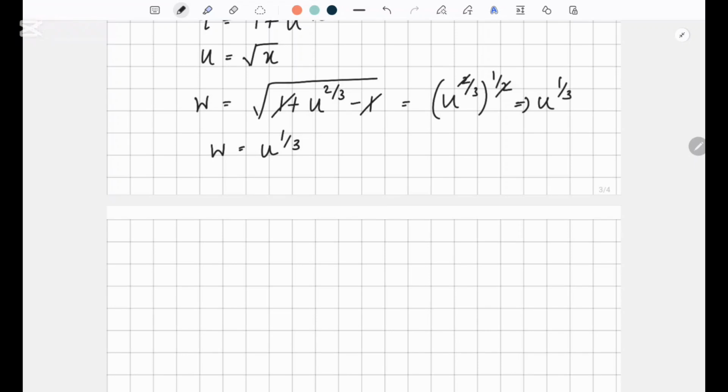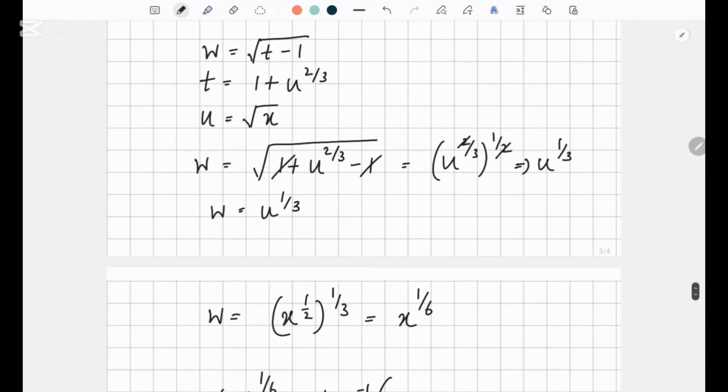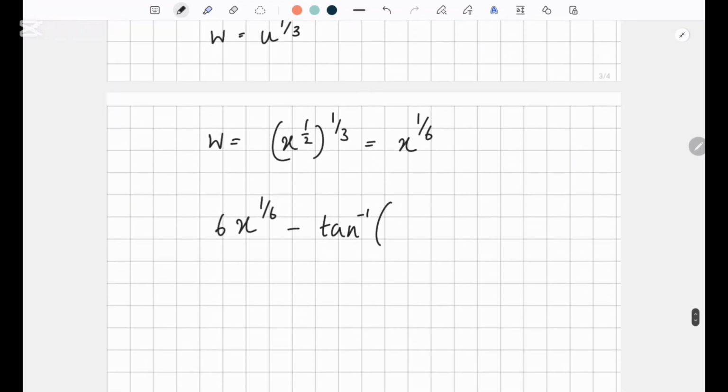And you know u equals root x, right? So w equals x to the power half to the power 1 over 3. So w equals x to the power 1 over 6. Now you can make your final substitution. 6 x to the power 1 over 6 minus 6 tan inverse x to the power 1 over 6 plus C. This is your final answer.